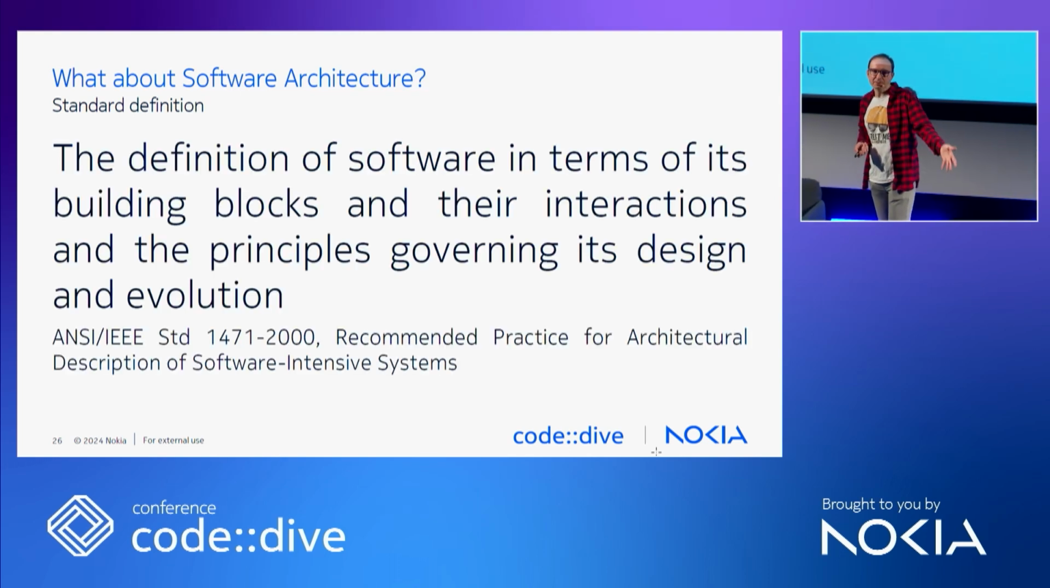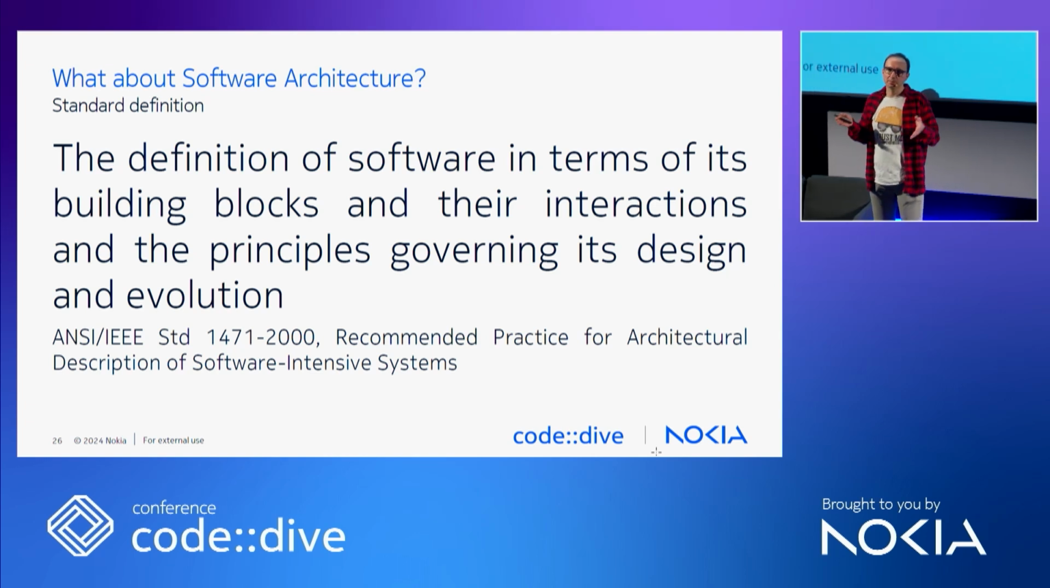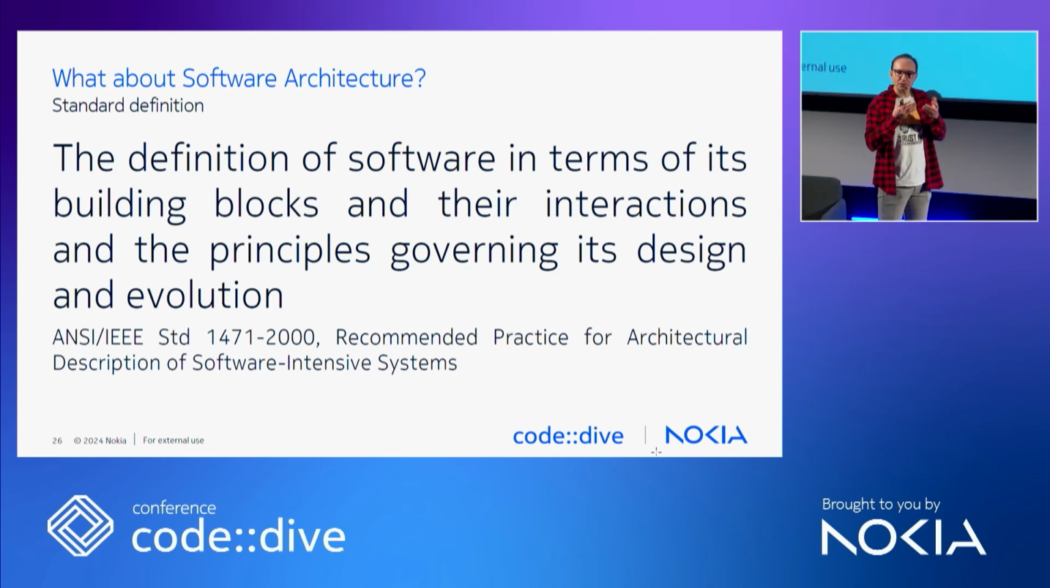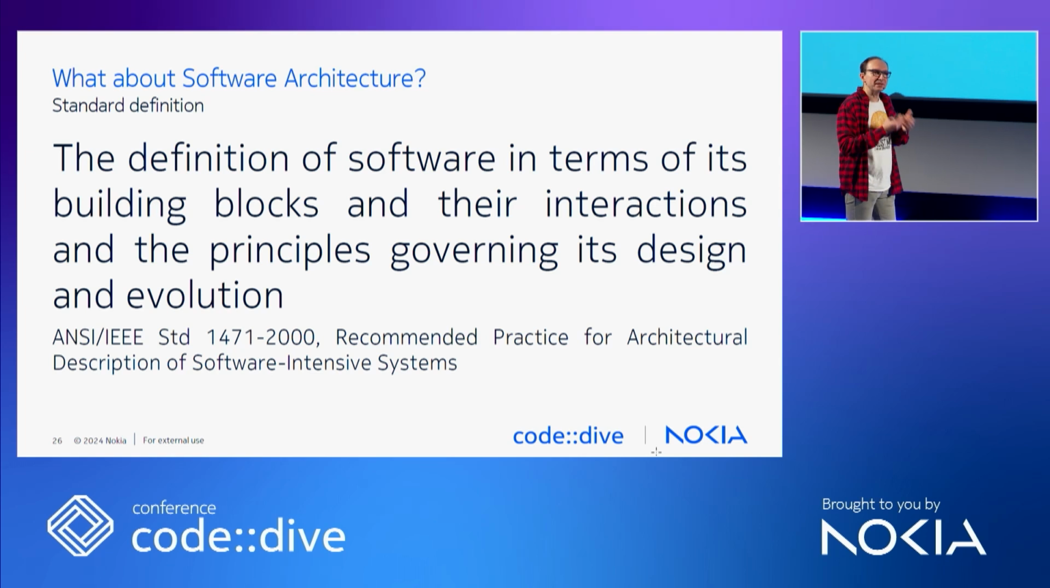The standard definition comes from the standard, ANSI IEEE, and it says that this is a depiction of the system in terms of its building blocks, so components, subsystems, what have you, their interactions, connections between them, and it's also principles governing its design and evolution, so how you will work on the system in the future.